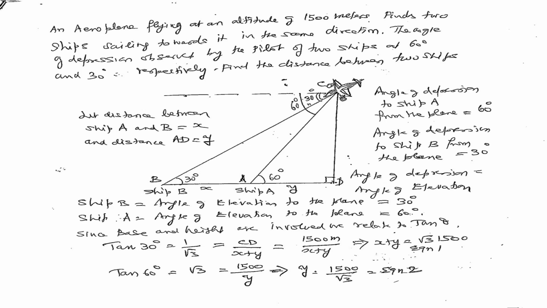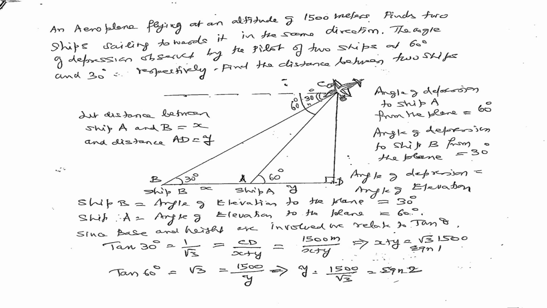Angle of depression is equal to angle of elevation. Ship B, angle of elevation to the plane 30 degrees. Ship A, angle of elevation to the plane 60 degrees. Since base and height are involved, it relates to the tan theta function. Tan 30 is equal to 1 by root 3, which is equal to CD by x plus y. CD being 1500 meters, 1500 meters by x plus y. That gives us x plus y is equal to root 3 times 1500, equation 1.